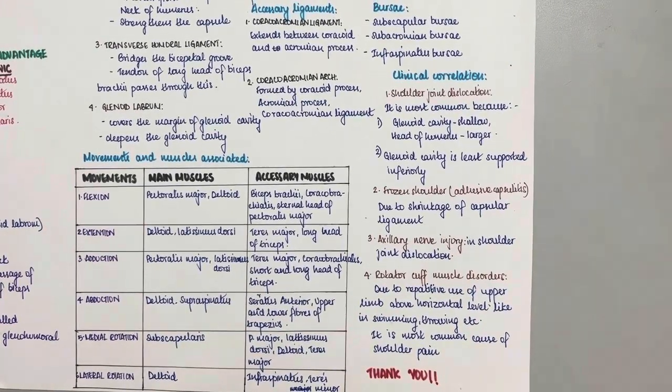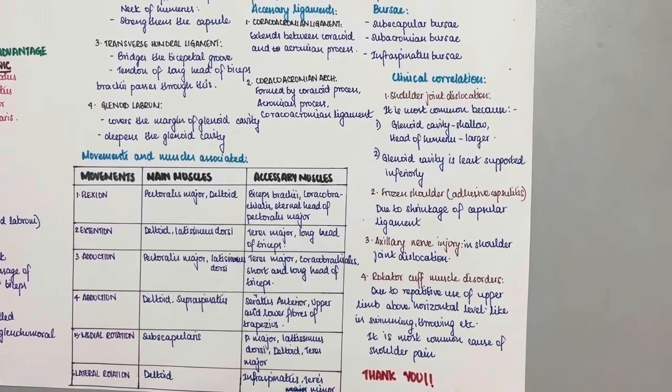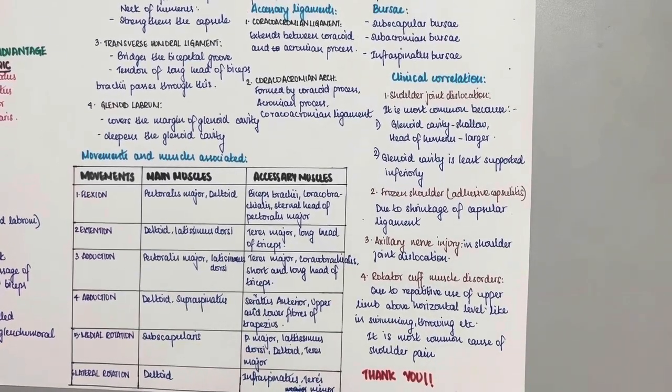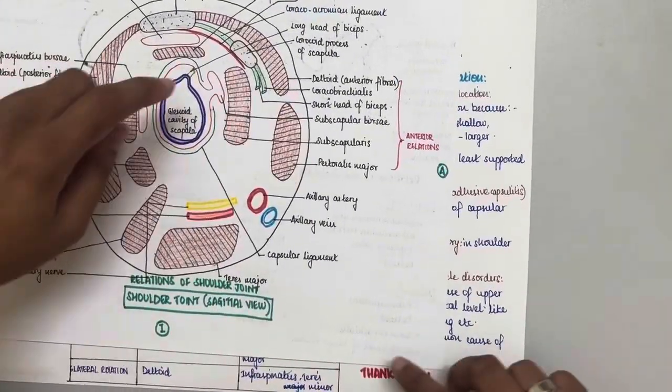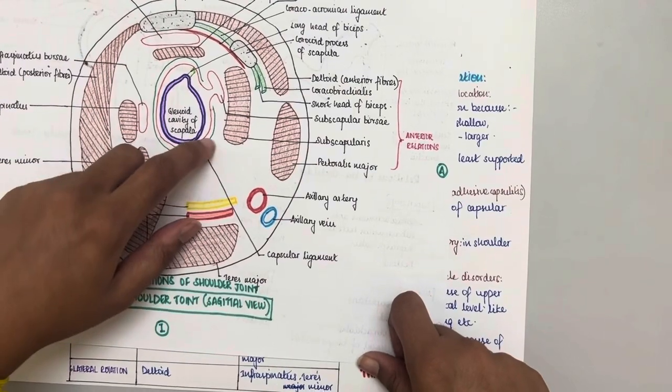So next one is the frozen shoulder. It is also called adhesive capsulitis due to the shrinkage of capsular ligament. So we already said that the capsular ligament lines the glenoid cavity. So once the capsular ligament shrinks, it leads to adhesive capsulitis. So once again, this is the capsular ligament, this green color thing.